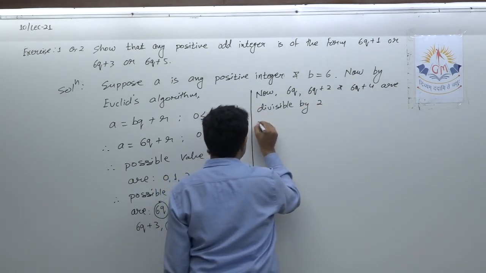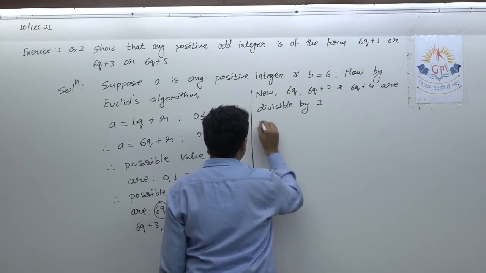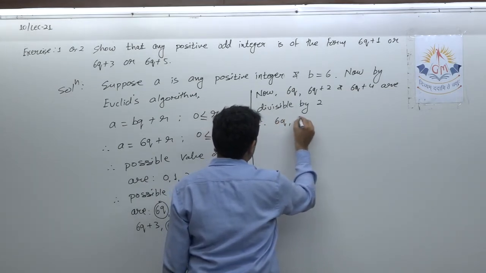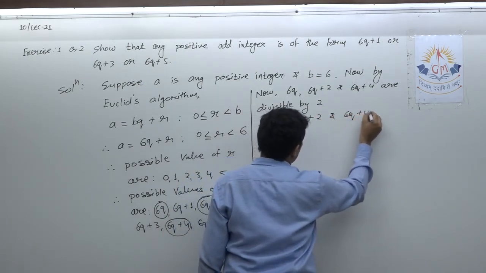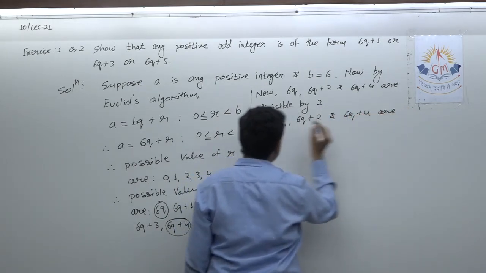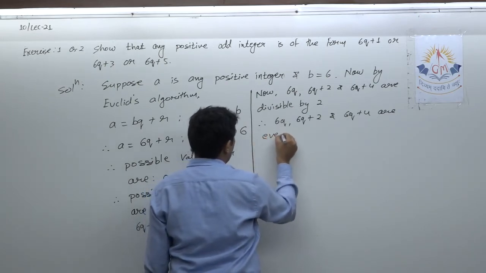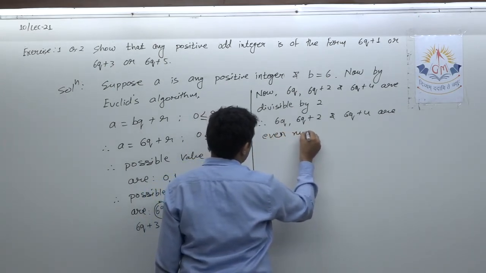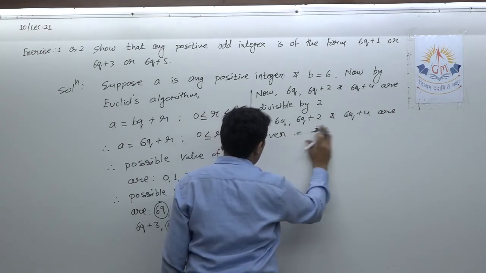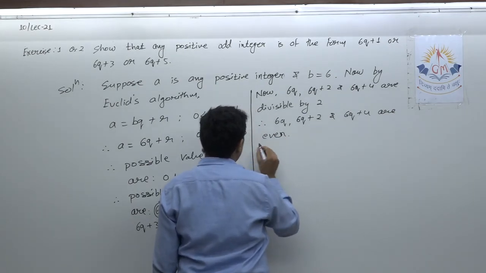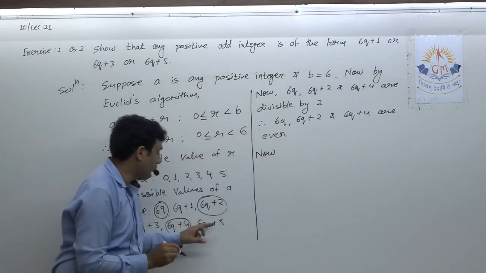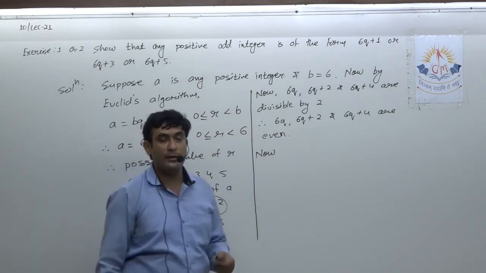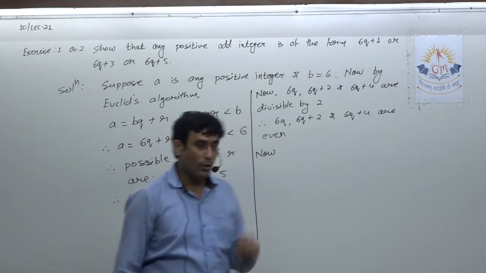Therefore 6q, 6q plus 2 and 6q plus 4 are even numbers, or simply I can say they are even. Okay, now these 3 remaining cases we have to take separately to show that they are odd.